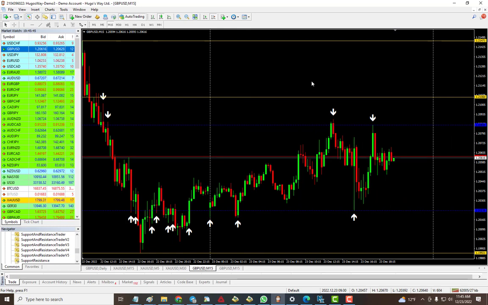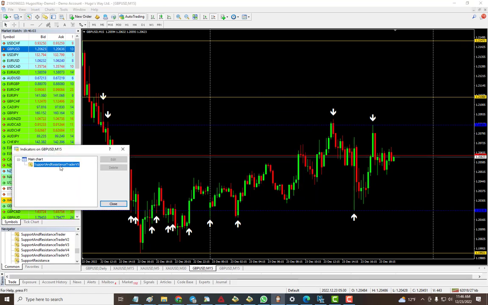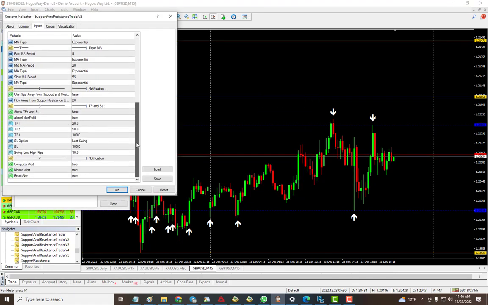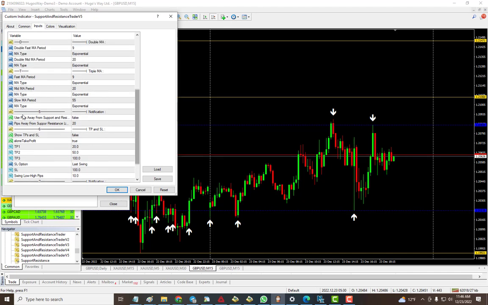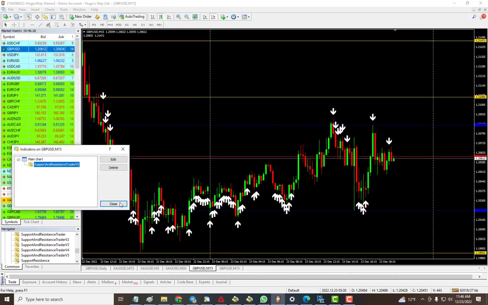With support and resistance, sometimes price might come closer to points like these here, and this will be a good entry. So you can get in, but since it's not actually on the line, you're not getting any signal. So what we did was we added pips away from those zones so you can activate it. Pips away from support and resistance zone, you set it to true, and set how many pips. If it comes in range of 20 pips, or however you set it, you set it to 20 and click OK, and then we identify.